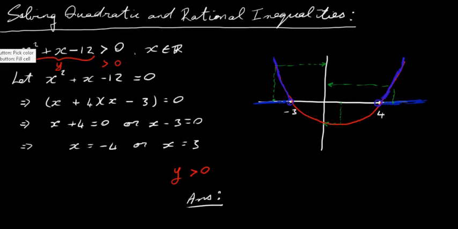So our final answer is that x will have to be down along here, in other words less than minus 3, and greater than 4. So we need these x values up here bigger than 4. So this is really our solution to this particular inequality.